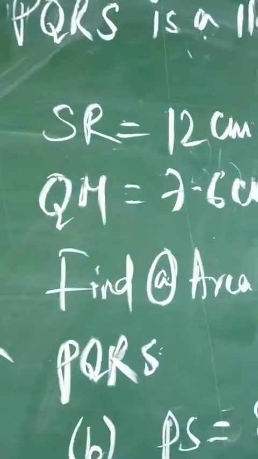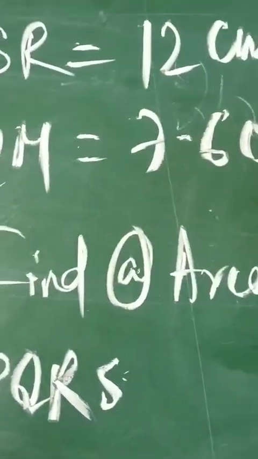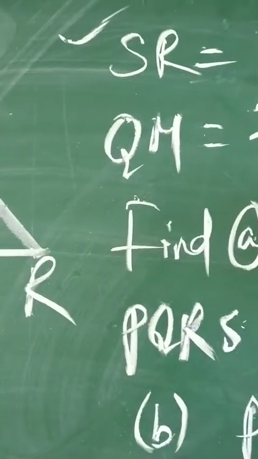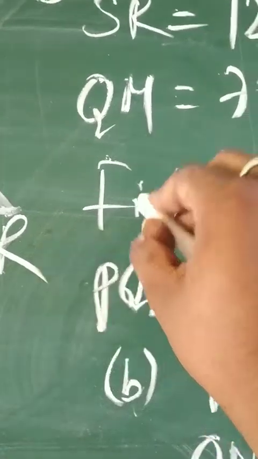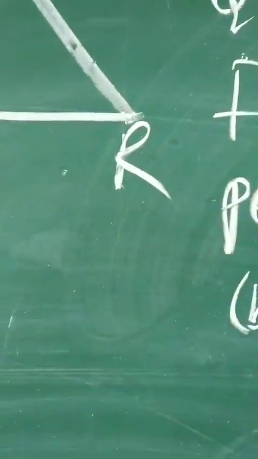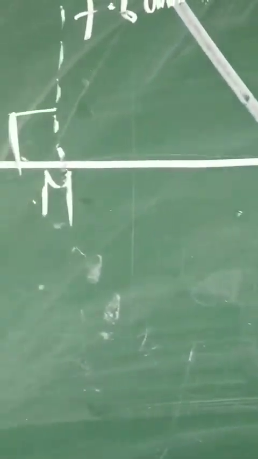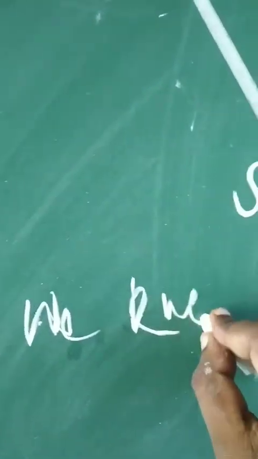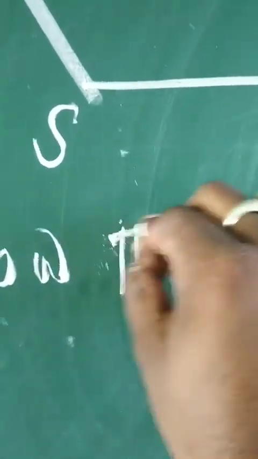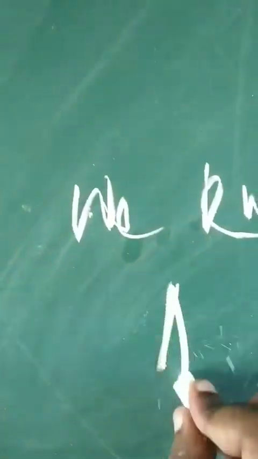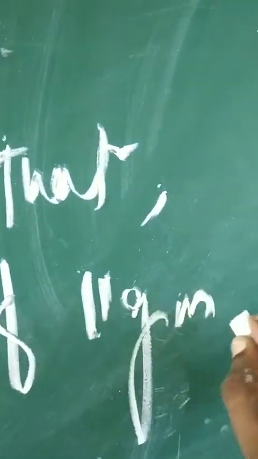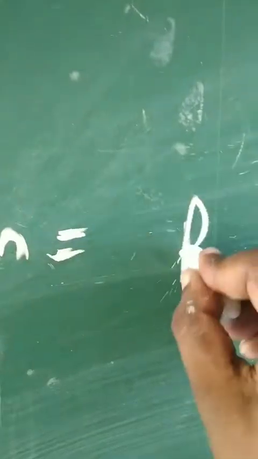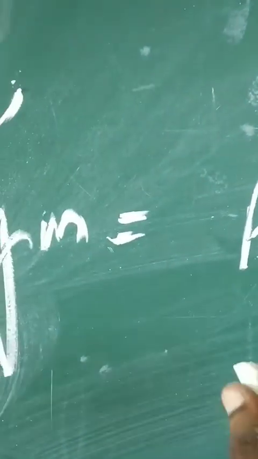So here is the information. SR is equal to 12 centimeter, QM is 7.6 centimeter. We have to find the area of PQRS. So we'll find the area of PQRS. As we know, the area of a parallelogram is equal to base into height.